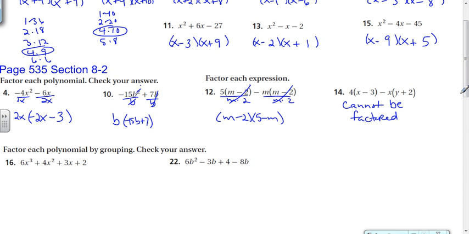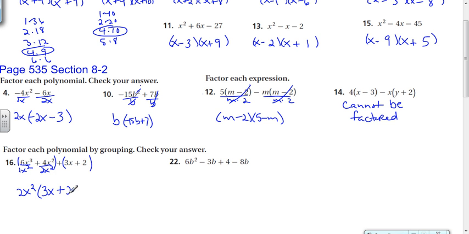Number 16, if you're going to factor by grouping, you can group the first two, you can group the last two. So the greatest common factor between 6 and 4 is 2. They have an x squared in common. So if I divide out a 2x squared, 6 divided by 2 is 3. And then x cubed divided by x squared leaves me with x.